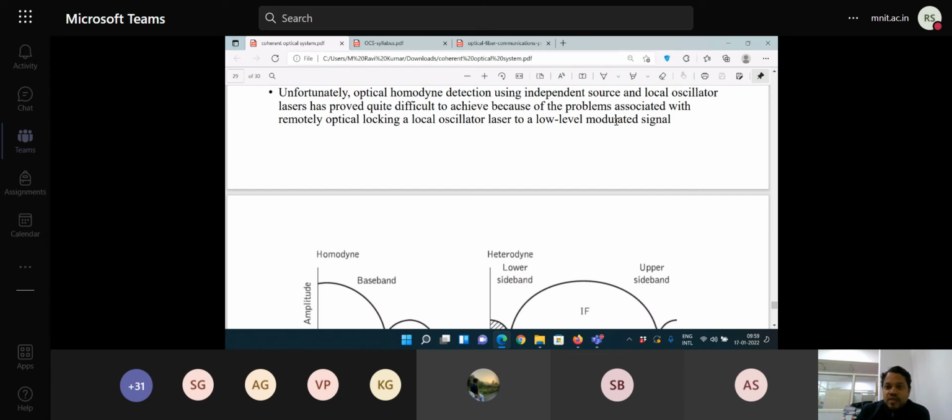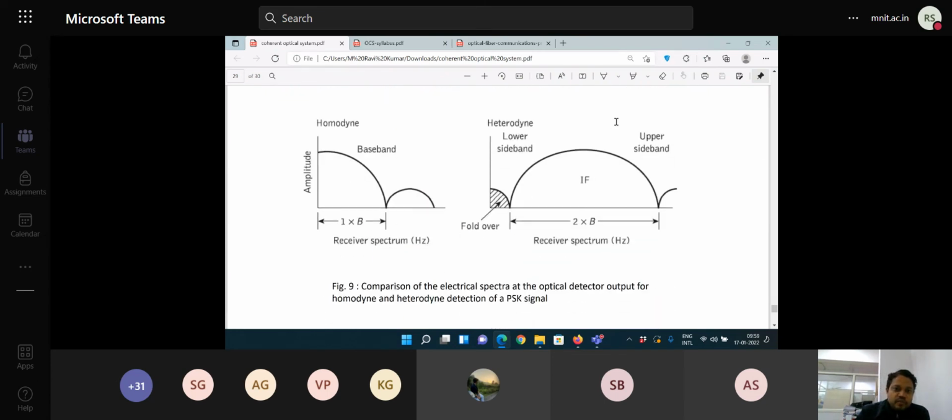The modulated signal is of very low levels. So this is the spectrum which is used in case of homodyne detection and heterodyne detection, and you can see the bandwidth which is consumed by a heterodyne receiver is twice of what we have for a homodyne receiver.